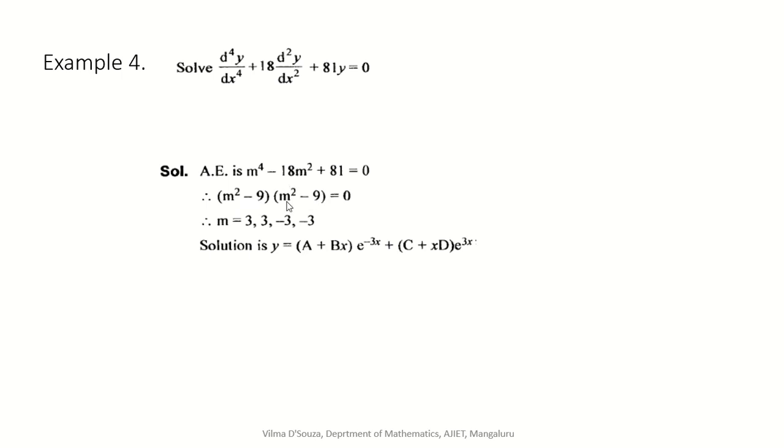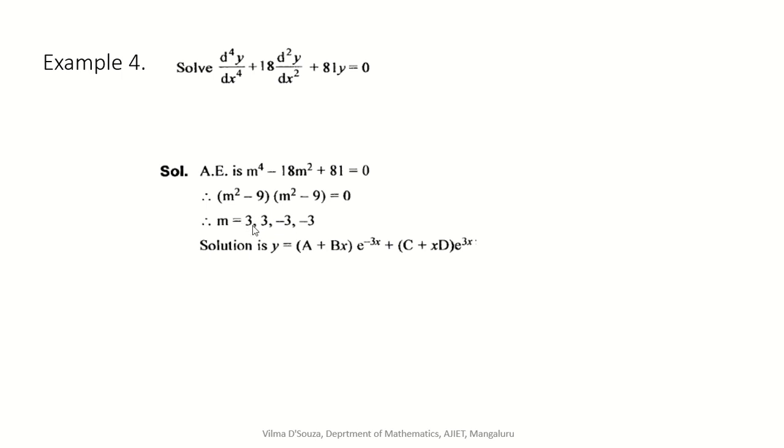This is also m square minus 9, or m square is equal to 9. m is 3 comma minus 3. So 3 minus 3, again 3 minus 3, or 3 comma 3 comma minus 3 comma minus 3. So you have 4 roots, out of which the first two are the same, and these two are the same.